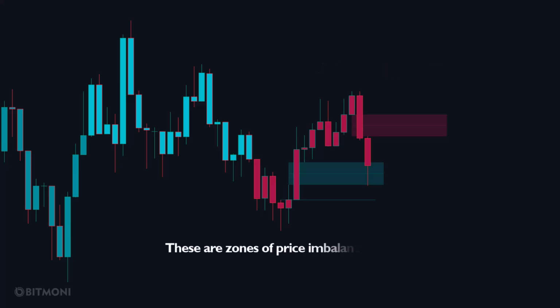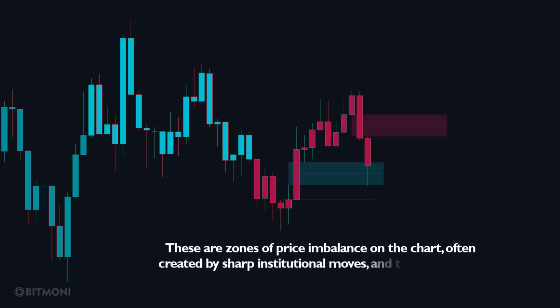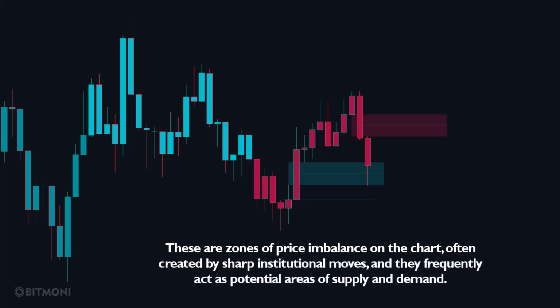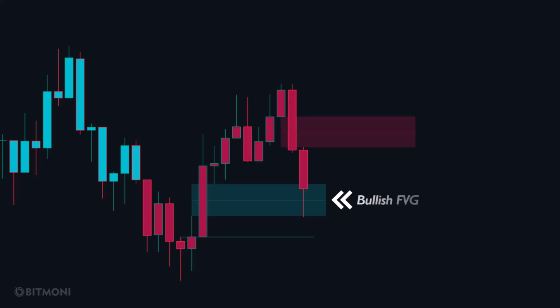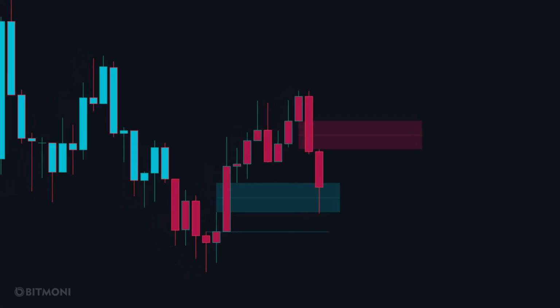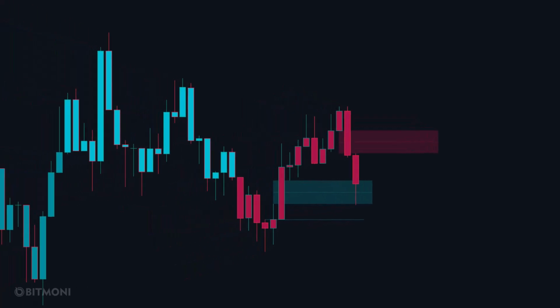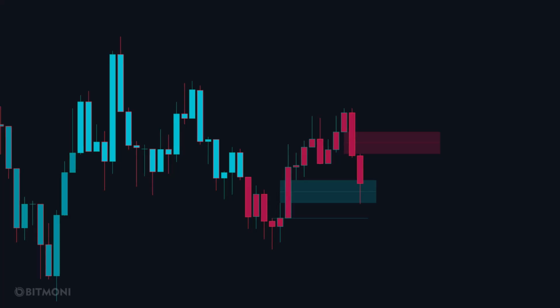Next, we have the fair value gaps. These are zones of price imbalance on the chart, often created by sharp institutional moves, and they frequently act as potential areas of supply and demand. The Smart Money Toolkit automatically identifies and highlights these imbalances in real time. Bullish and bearish fair value gaps are clearly distinguished using color coding. Green represents bullish fair value gaps, signaling potential demand zones. Red represents bearish fair value gaps, indicating possible supply zones. This visual distinction makes it easier for traders to quickly assess where price may react or reverse, enhancing decision-making accuracy.